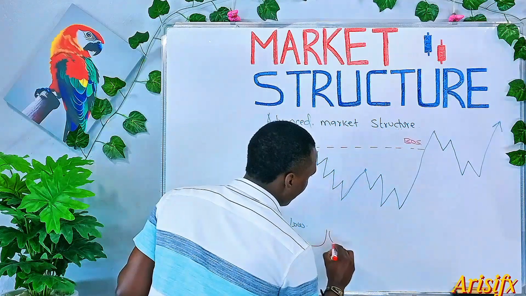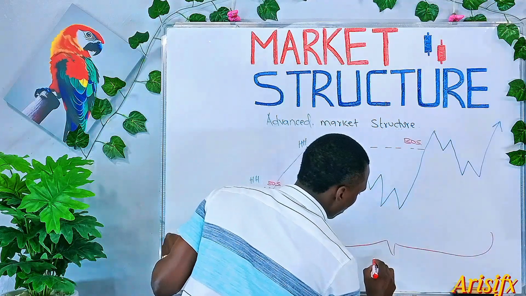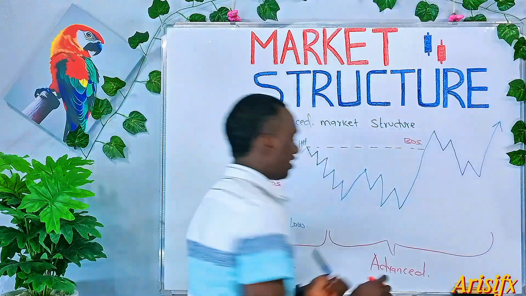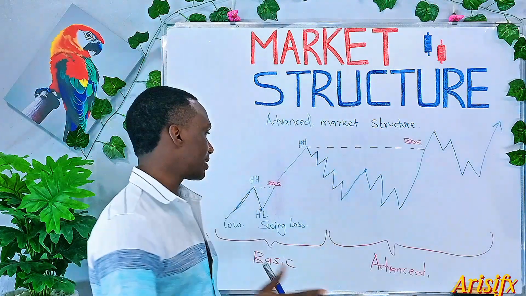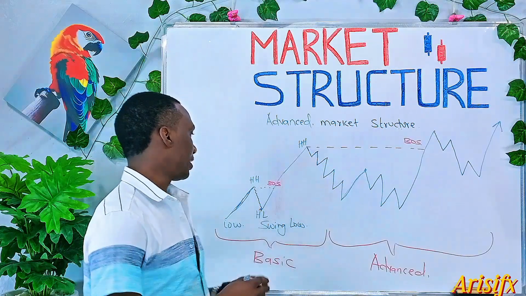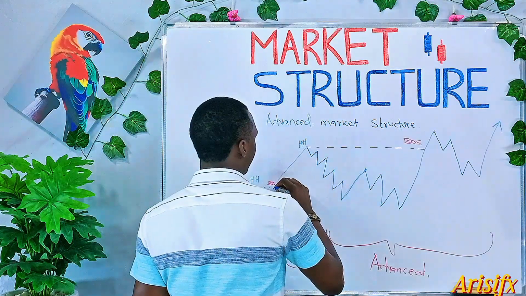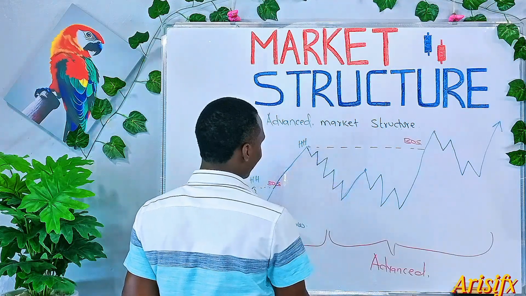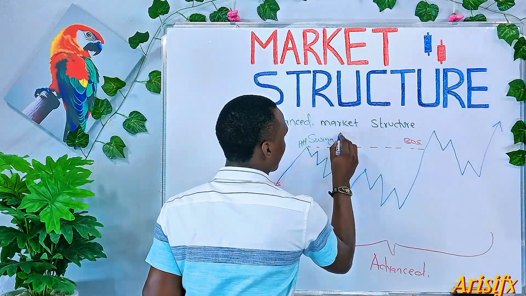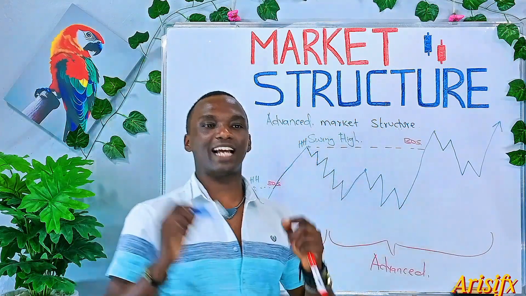Okay, and from here to here is what we call advanced market structure. So advanced market structure is what happens inside the basic market structure. Okay, remember we had formed these higher highs, but the market has not yet broken, so this one is our swing high, our swing high.